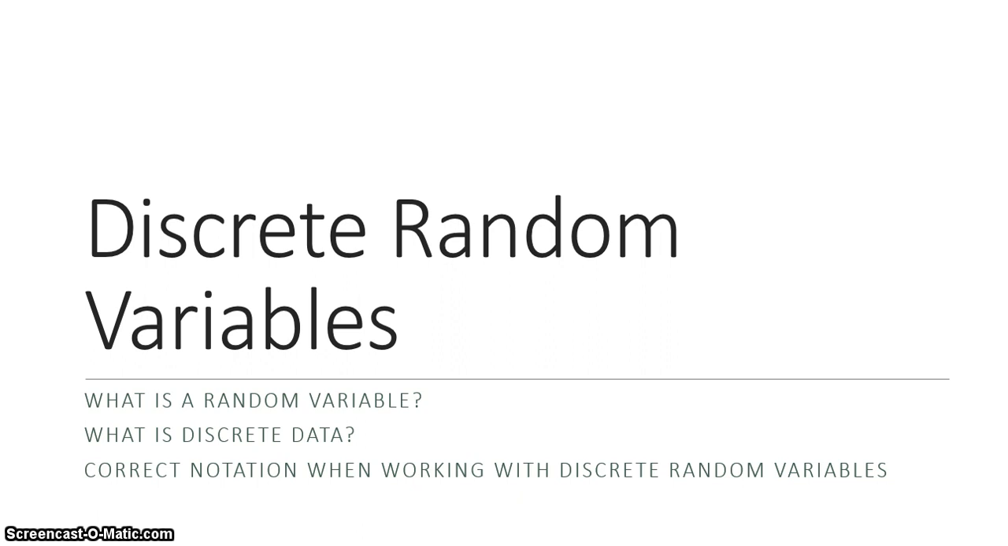In this tutorial, we will be talking about discrete random variables. We'll be talking about three main things. Firstly, what is a random variable? Secondly, what is discrete data? And thirdly, what is the correct notation that you should use when working with discrete random variables?